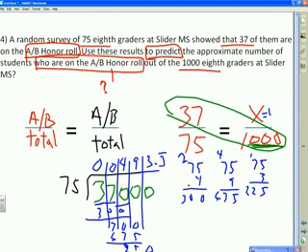Common sense check. So x equals about 493. I'll let you round for that. Common sense check: is 37 about half of 75? 37 is a little less than 75, halfway there. 493 is about half of 1,000, a little less than half. So the common sense check works out.